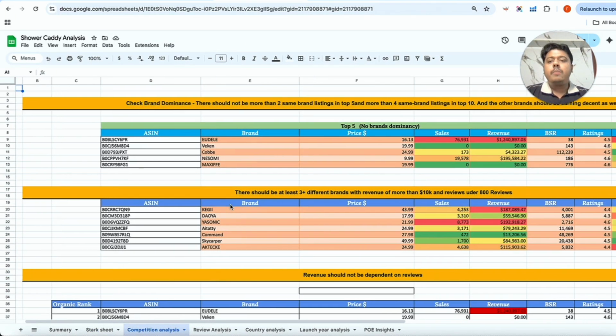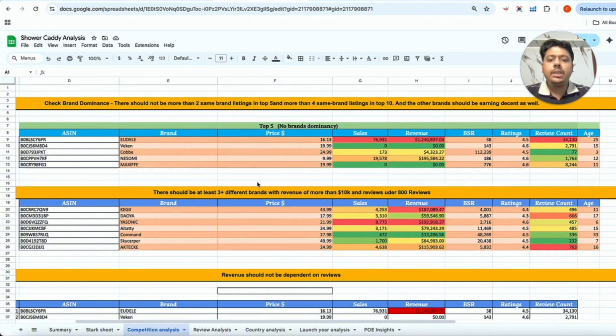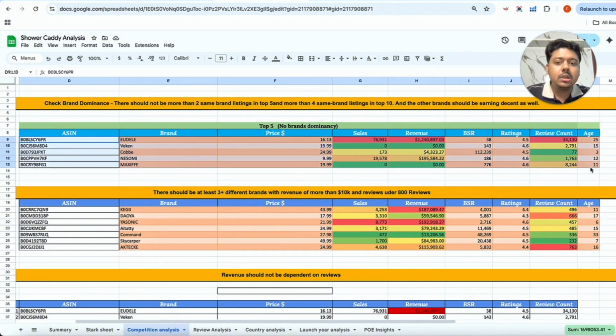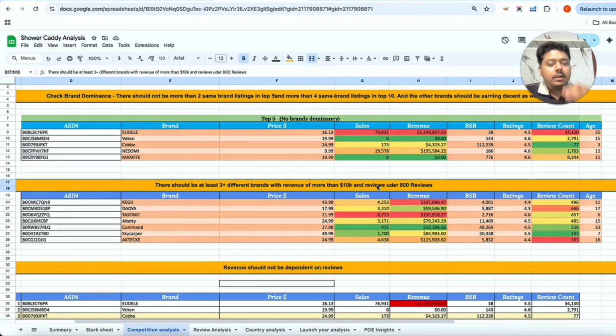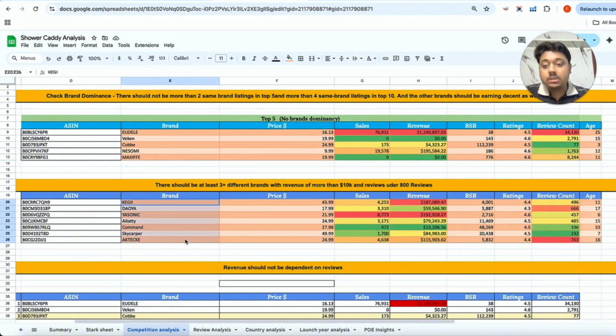When we come to the competition analysis, first of all we check the performance of the top 5 brands in the niche. All the brands are different, so top sellers don't belong to the same brand. That gives me the idea that the niche doesn't depend on a single brand. Then these are the sellers which have under 800 reviews but are doing more than $10,000 revenue. There are 7 sellers doing this, so it means this niche is friendly to new sellers. We can survive in this niche.